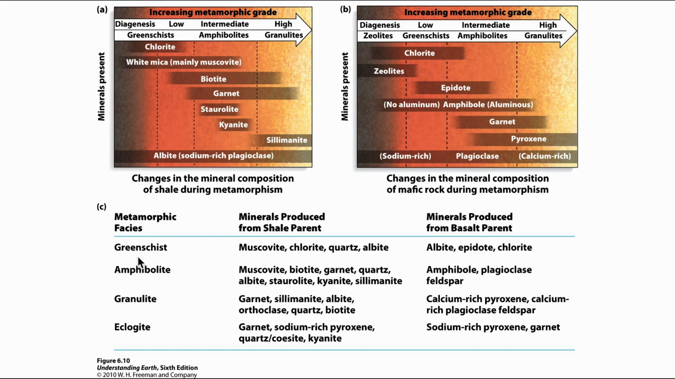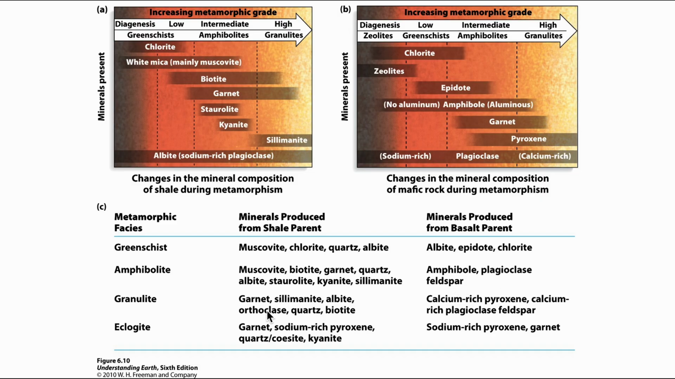Now the metamorphic facies, greenschist, are going to result from the production of muscovite, chlorite, quartz, and albite. If the parent is basalt, we'll generate albite, epidote, and chlorite. If the parent is shale, and we're in the amphibolite phase, we'll generate muscovite, biotite, garnet, quartz, albite, staurolite, kyanite, and sillimanite, whereas metamorphosed basalt would produce amphiboles and plagioclase feldspars.